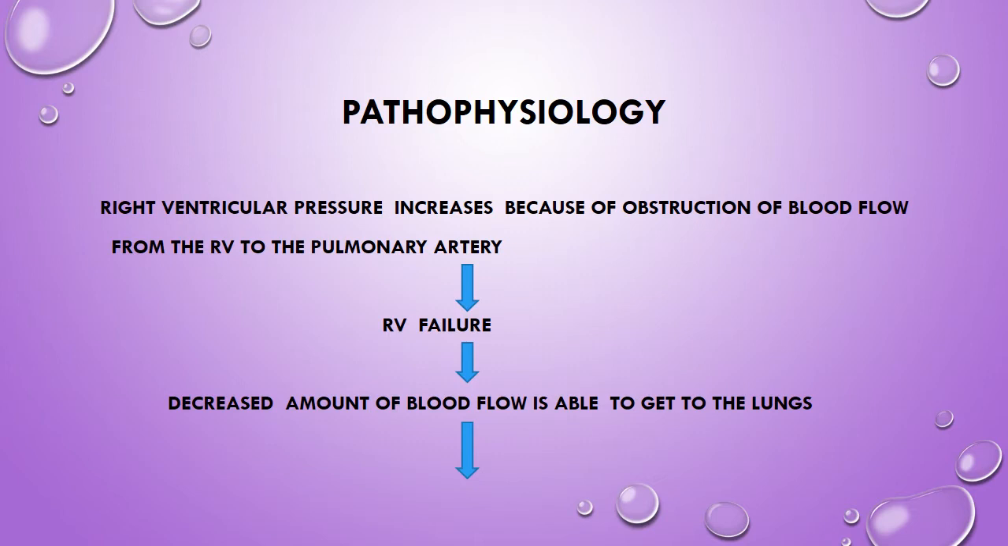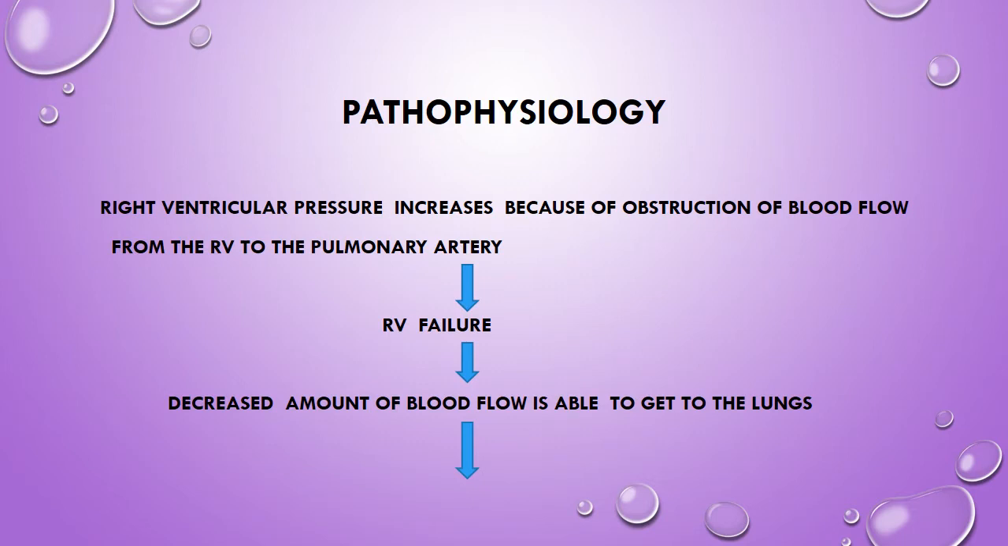Coming to the pathophysiology, the right ventricular pressure increases because of obstruction of blood flow from the right ventricle to the pulmonary artery. Normally, from the right ventricle the blood is pushed to the pulmonary artery and to the lungs for purification. Here, due to the narrowing in the pulmonary artery, the blood is pushed back to the right ventricle.